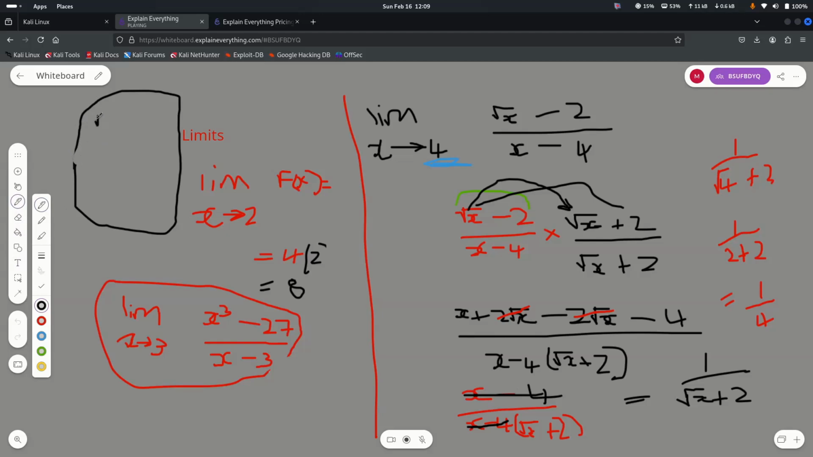I have square root of x minus 3 divided by x minus 9, and our limit x is approaching 9.